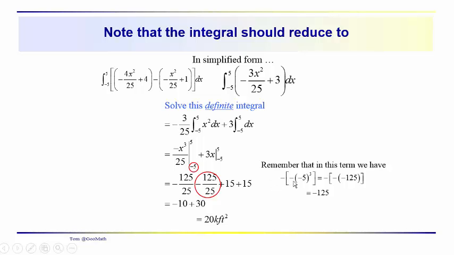And I would just dwell on this term here for a minute if you were having trouble with that. Remember, we've got minus 5, which is cubed, which gives us a minus 125. We have minus that, because we have the minus sign here, and then we have minus that since we're evaluating at the lower limit. That gives us a minus 125 over 25, which is our 5.